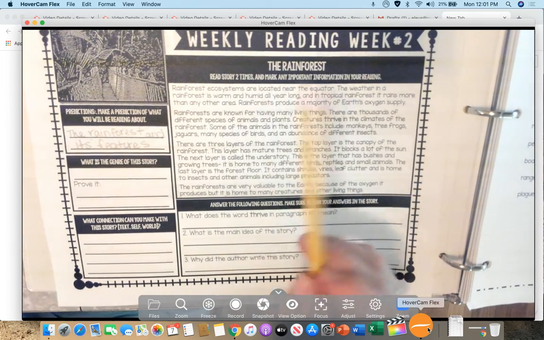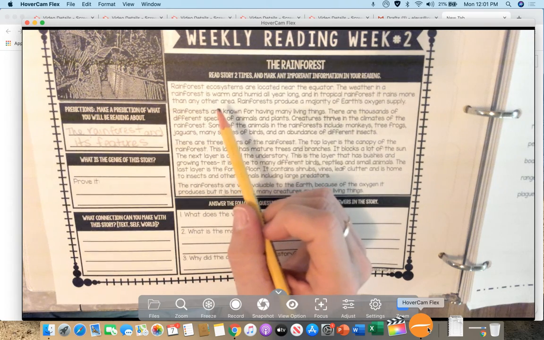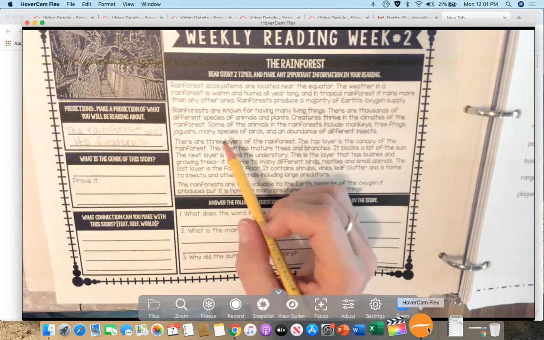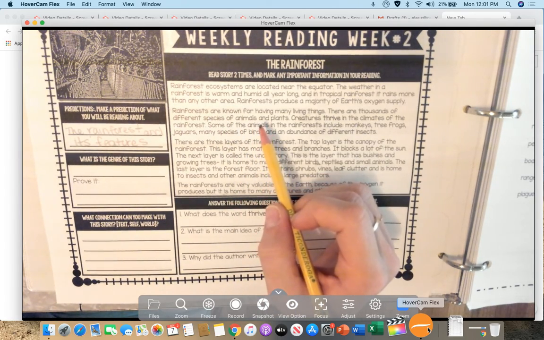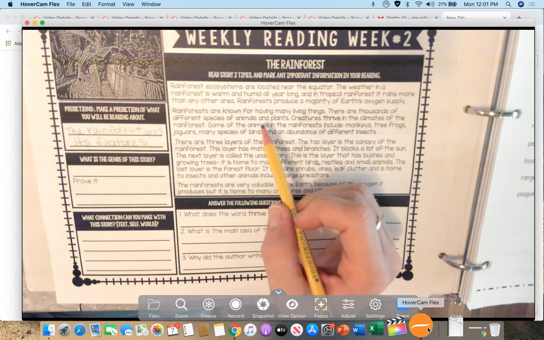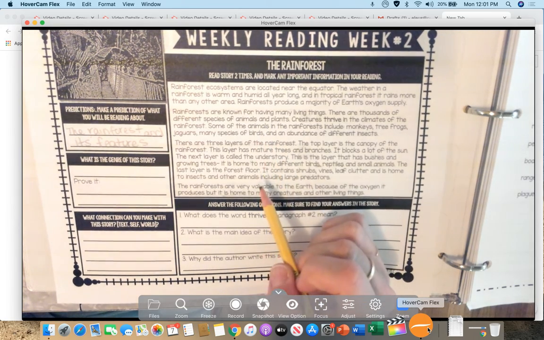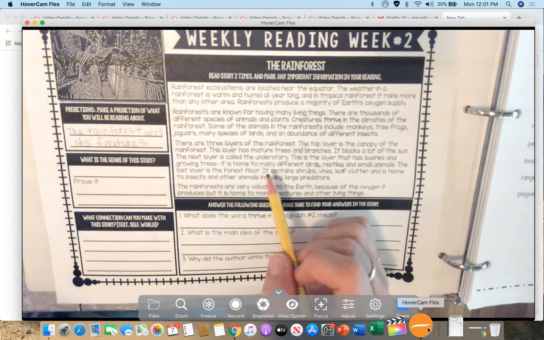Rainforest ecosystems are located near the equator. The weather in a rainforest is warm and humid all year long, and in tropical rainforests, it rains more than any other area. Rainforests produce a majority of Earth's oxygen supply. Rainforests are known for having many living things. There are thousands of different species of animals and plants. Creatures thrive in the climates of rainforests. Some of the animals in the rainforest include monkeys, tree frogs, jaguars, many species of birds, and an abundance of different insects.